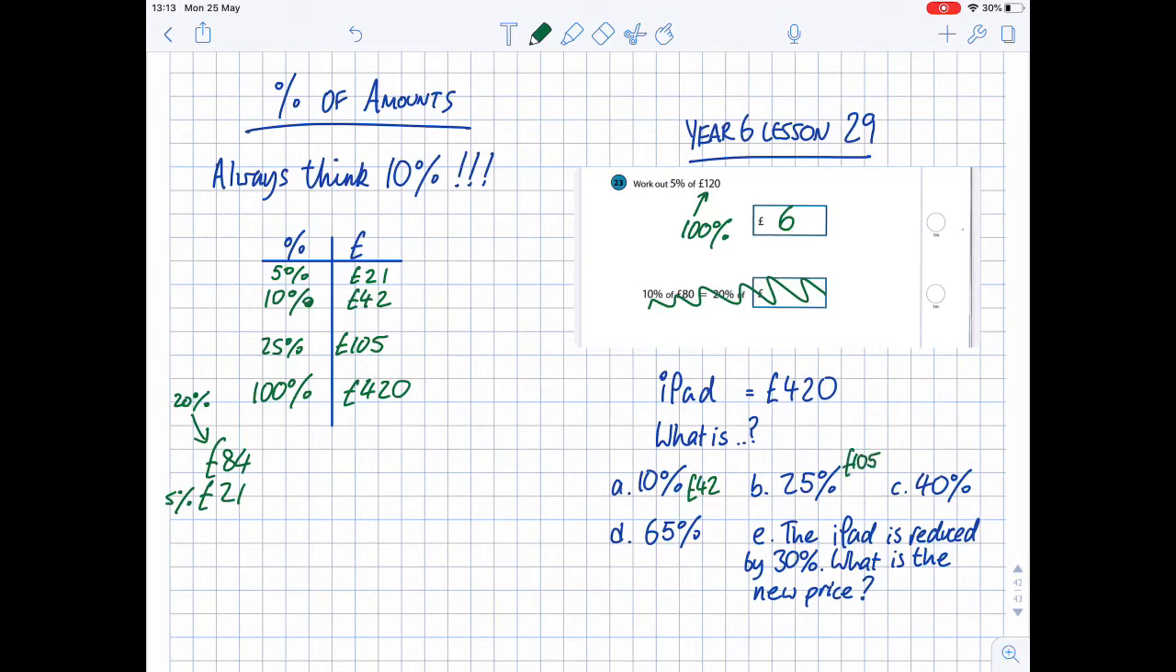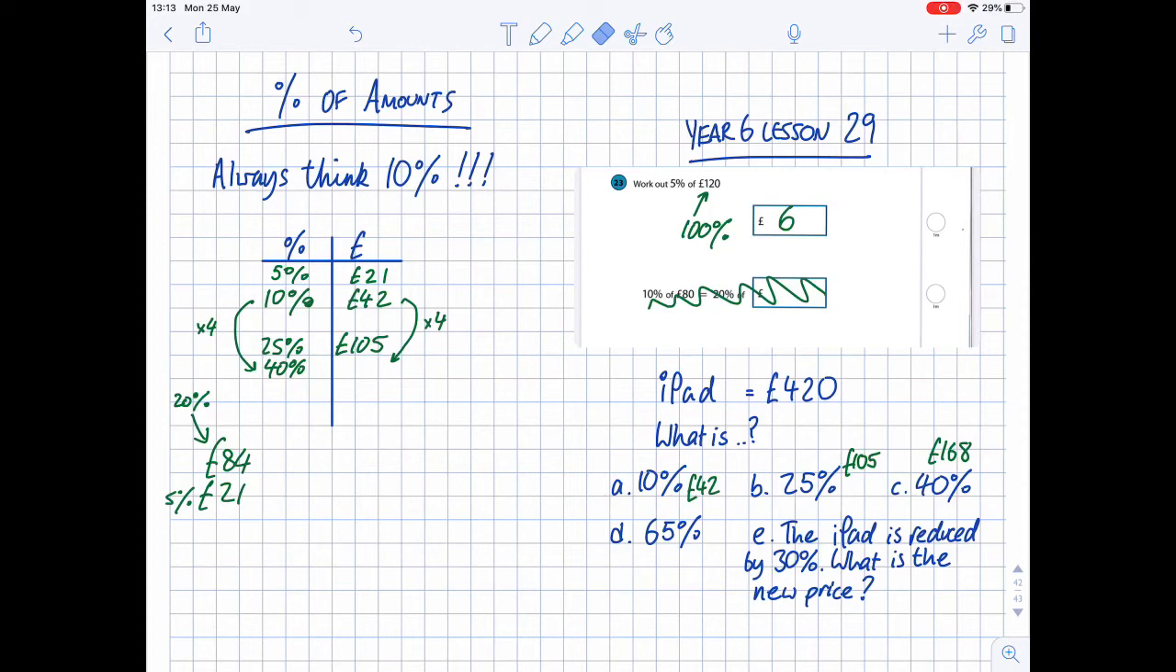Okay, so 40%, the way I would have done it is I would have just multiplied 10% by 4. So I would have had to multiply 42 by 4. If I do that in my head, 40 times 4 is 160, and 2 4s are 8. So I get £168 for 40%. I'll get rid of 100% because it's going to get in the way.